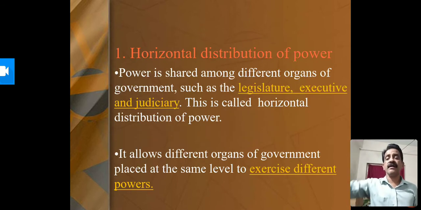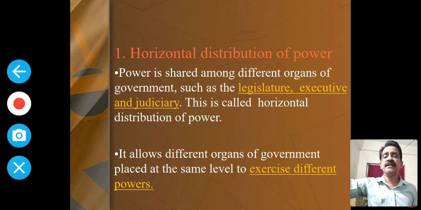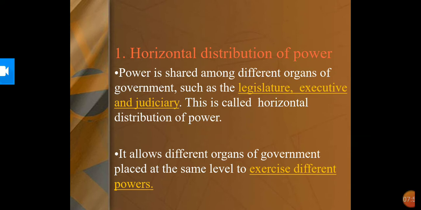Horizontal distribution of power. As we have seen in the beginning, India actually uses this horizontal distribution of power. So what is it? In horizontal distribution of power, power is shared among different organs of government such as legislature, executive and judiciary. This is called horizontal distribution of power. So you can see the same form of government in India. That means legislature, executive and judiciary.